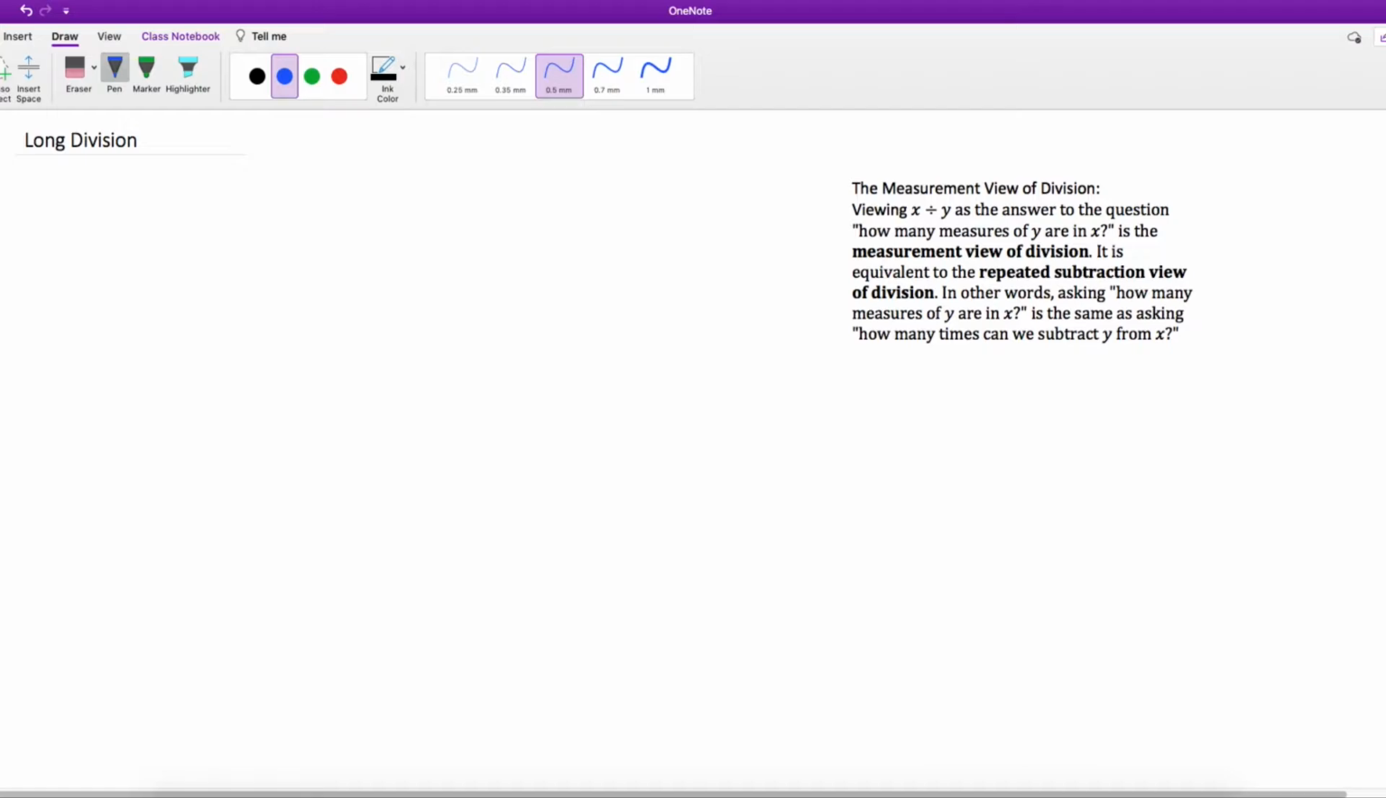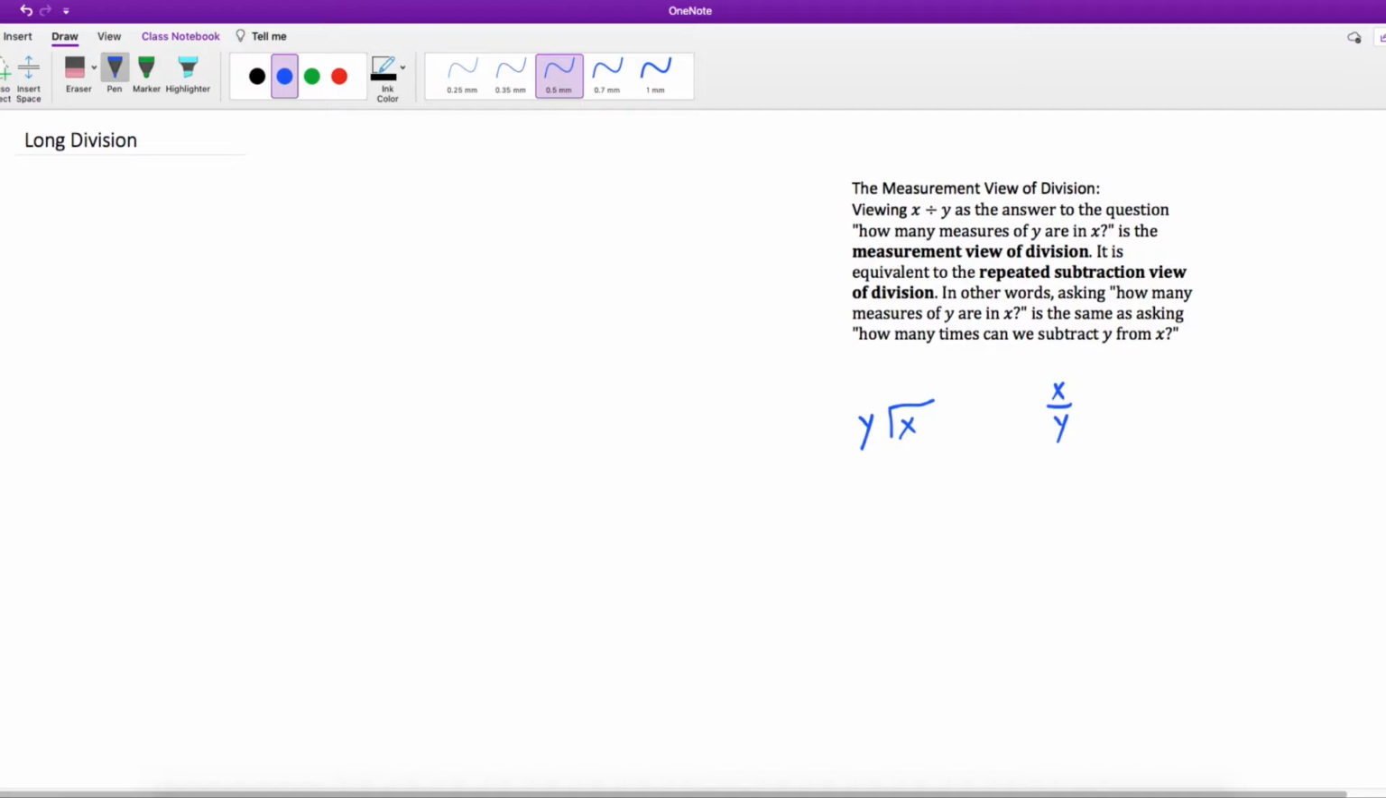If you're going to view a division problem, or expression I should say, x divided by y, which in long division would be written like this. In fractional notation, it looks like this. So viewing that division as the answer to the question of how many measures of y are in x is called the measurement view. It's equivalent to the repeated subtraction view of division. So in other words, asking how many measures of y are in x is the same as asking how many times can you subtract y from x.